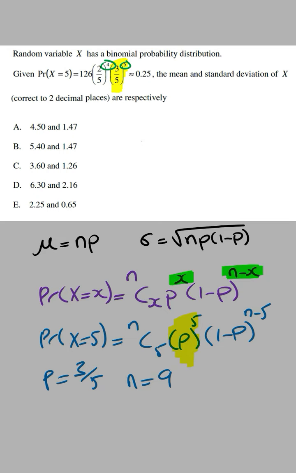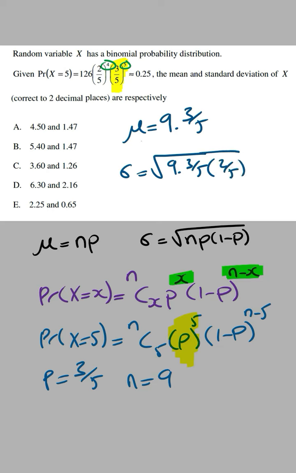Now that we have the values of n and p, then we can say that the mean is equal to 9 times 3 on 5. And the standard deviation is going to equal the square root of 9 times 3 on 5 times 1 minus 3 on 5, which is 2 on 5. Chuck these numbers in your calculator, simplify, and you're going to get 5.4 and 1.47, which is option B.